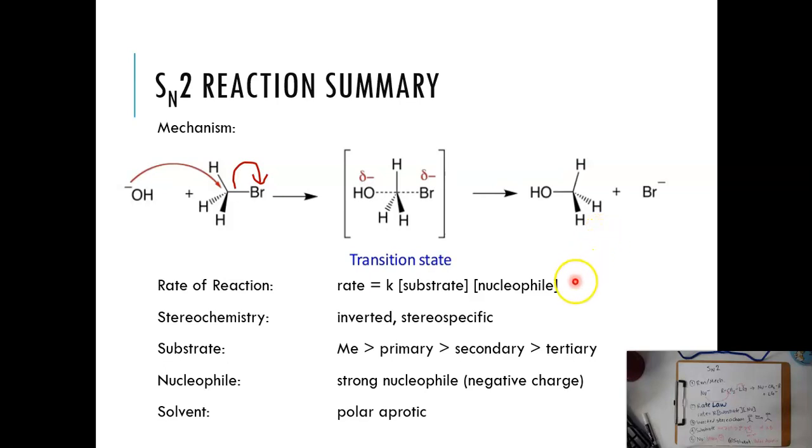We have the rate of our reaction showing that it is second order overall. We know that our stereochemistry is inverted and stereospecific. We have our reaction rates based off of that substrate. So methyl is the fastest, tertiary is the slowest. So it slows down as it gets bulkier or as it has more steric hindrance. We know that we want to have a strong nucleophile, which means it should have a negative charge. And we know that we should be using a polar aprotic solvent.